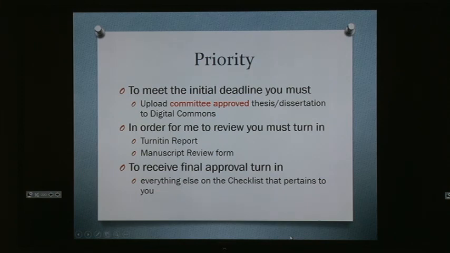So we're going to hit on everything on this checklist. If you follow this checklist start to finish, you will have completed everything you need to complete for this process. It's all on one page. It's doable.